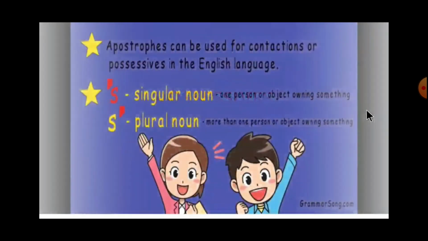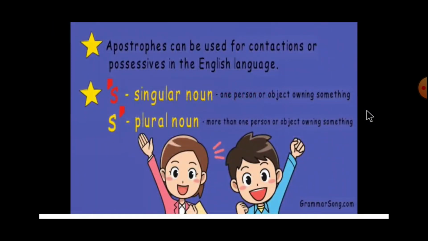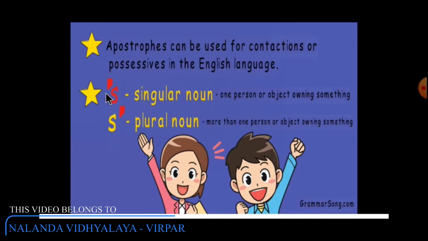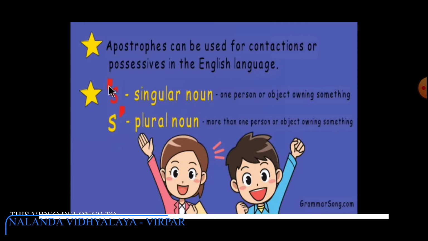So today's topic is possessives. To understand it, we first have to understand what apostrophes are. Students, apostrophes can be used for contraction or possessives in the English language. I think you have heard about this word apostrophe. It is a small kind of comma on the top of the letter or alphabet, and we use that apostrophe to show possessiveness or for contraction.